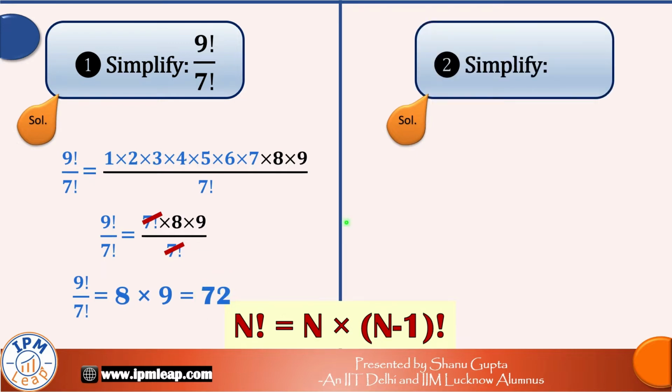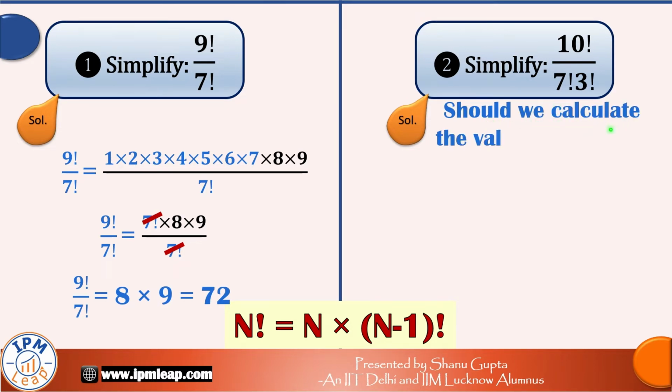Second question is to simplify 10 factorial over 7 factorial 3 factorial. When we study the topic permutations and combinations, we will see that this expression is equal to 10C3. So as we already know, we can express the factorial of a larger number in terms of factorial of a smaller number. We will not really calculate the values of 10 factorial and 7 factorial here because they are very huge and it will take a lot of our time, right? Besides, their values are not required at all for this simplification question.